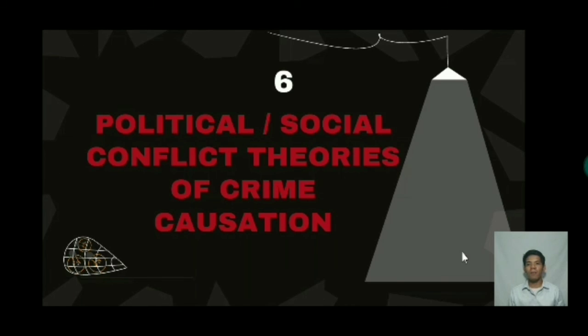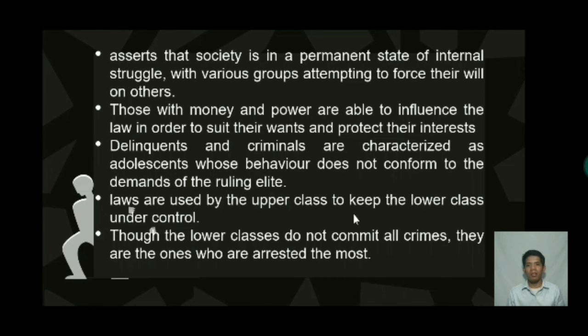So, our last topic is all about political or social conflict theories of crime causation. It asserts that society is in a permanent state of internal struggle, with various groups attempting to force their will on others. Those with money and power are able to influence the law in order to suit their wants and protect their interests. Laws are used by the upper class to keep the lower class under control. Though the lower classes do not commit all crimes, they are the ones who are punished the most. So, political and social theories talk about money and power. A person who has power and money is able to influence the law in order to have protection.